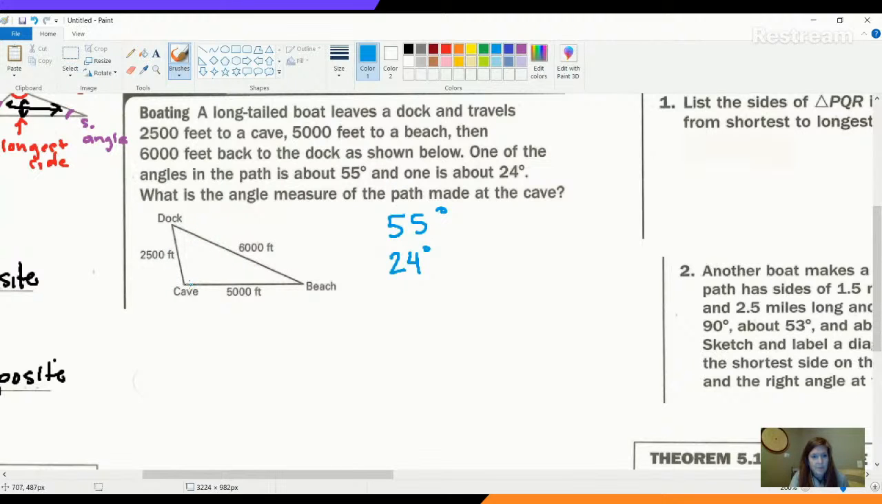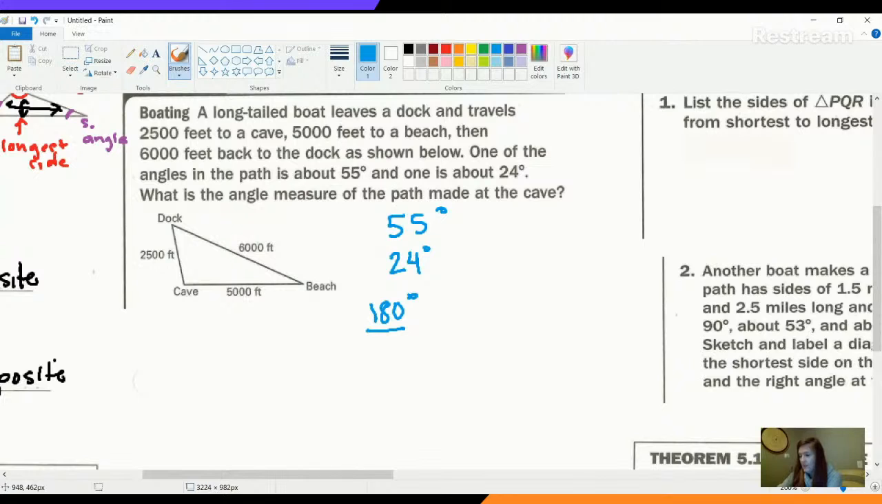What is the angle between the cave, the dock, and the beach, the angle between the dock, the beach, and the cave, and the angle between the dock, the cave, and the beach? So what are those angles? They only give us two angles, but how can we find the third angle? Well, we always know that a triangle adds up to 180 degrees, right? So a triangle always adds up to 180 degrees, and we have 55 and 24 degrees.